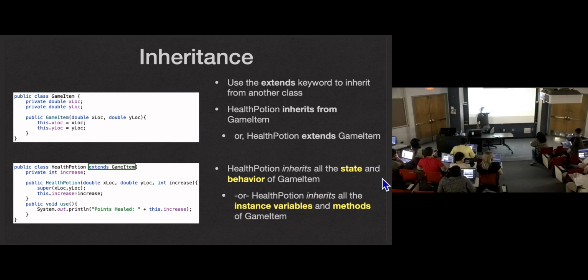This is going to take all of the state and behavior in game item and stuff it in the health potion class. State, just a reminder, when I say state, I mean all the instance variables. When I say behavior, I mean all of the methods. So health potion gets all of the instance variables and methods from the game item class as if all of this code were in this class. With a little bit of difference, the constructor we're going to talk about behaves a little bit differently, but it's effectively like all of that code is in the health potion class when it inherits all of that state and behavior. There are nuanced differences. We ain't going to worry about that quite yet.